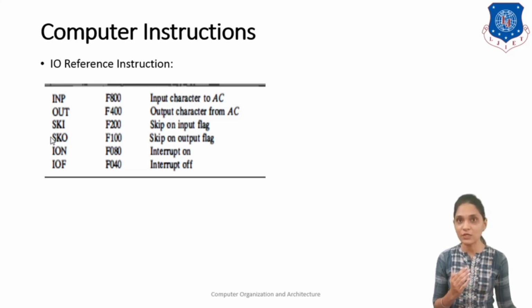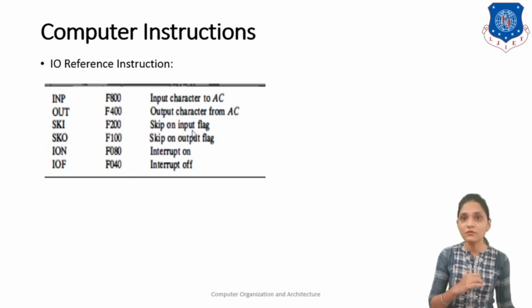For SKI and SKO instructions, your input flag and output flag are checked. In SKI instruction, skip if your input flag is 1. If your input flag is checked and it is 1, that will depend upon some result, and according to that your instruction branching will be decided. If this flag is 1, then your next instruction is going to be skipped. And similarly for SKO. And the next two instructions, ION and IOF, are used for enabling or disabling interrupt. ION is for interrupt on and IOF is for interrupt off. So in this way you can use this IO reference instruction.